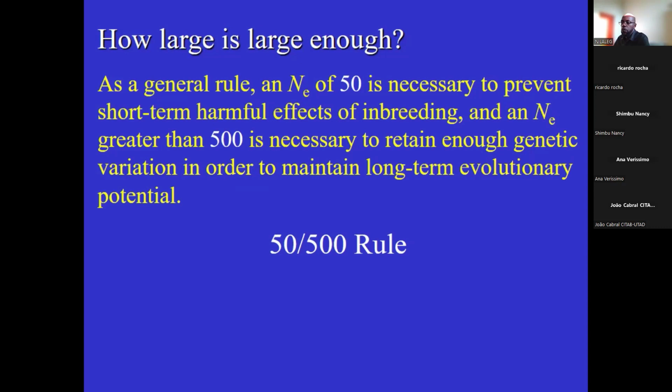And the point of my talk is that this doesn't tell us everything about genetics. This talks about heterozygosity. It tells us nothing about allelic variation. And the question that I want to address today is, what does this tell us? What does NE tell us about loss of allelic variation?